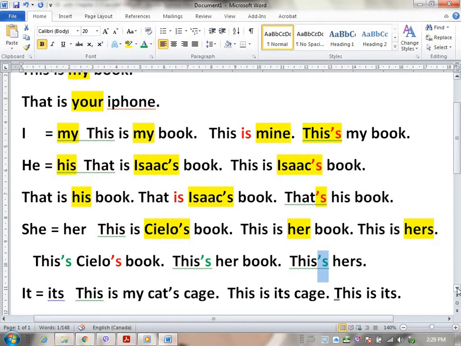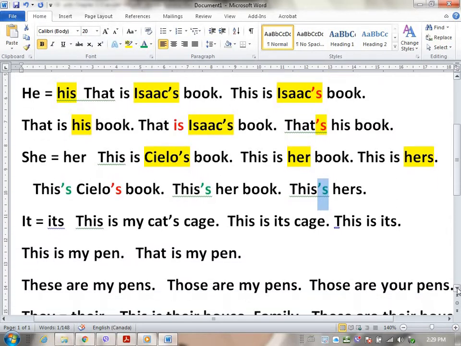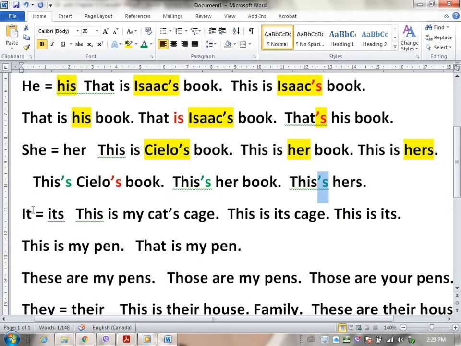Let's go to the other one. When we say "it", if I have a subject "it", then I say "it's". Yes. For example, this is my cat's. When I say my cat's, this is exactly similar to this one with Celo's or with Isaac's. But if I look here, and then I make it "its", all of them one, or this is its.